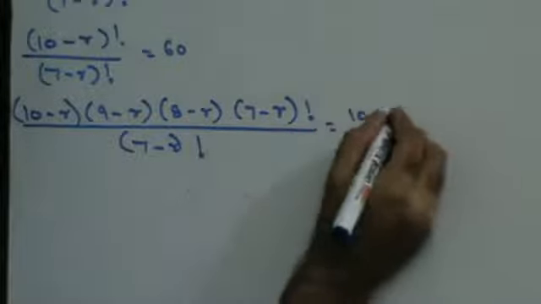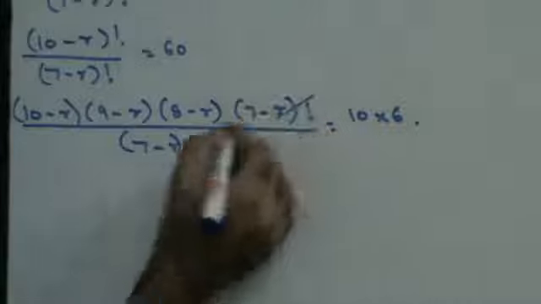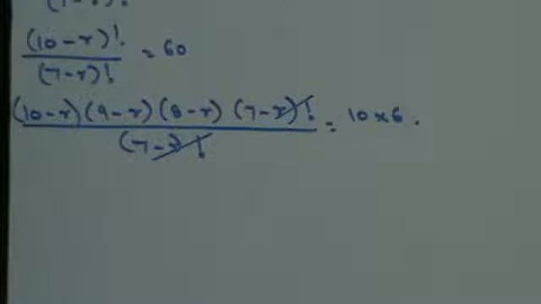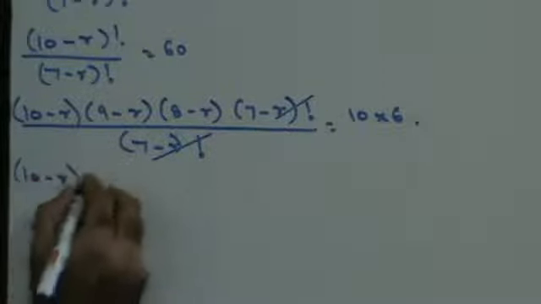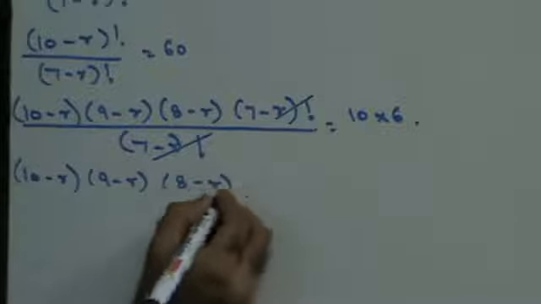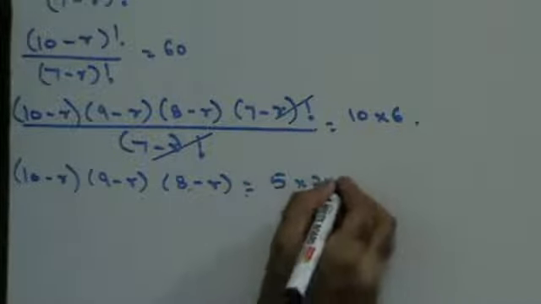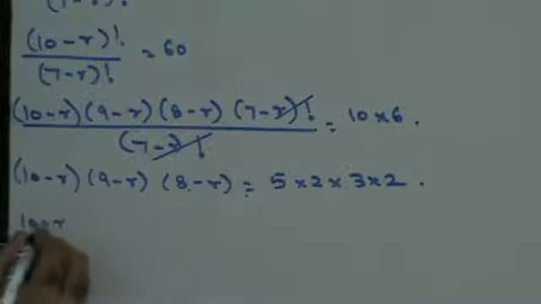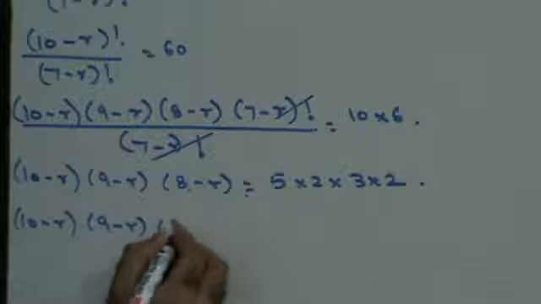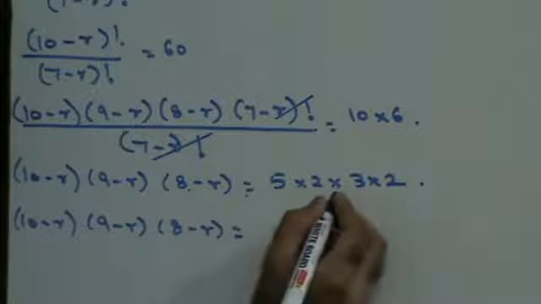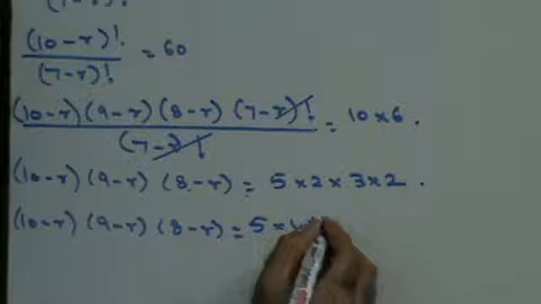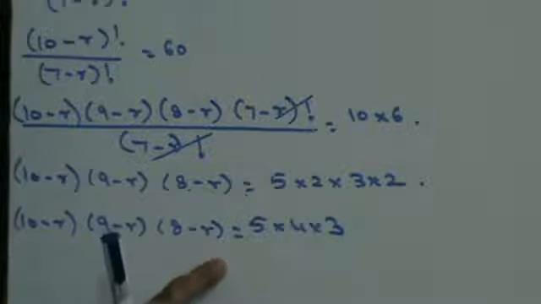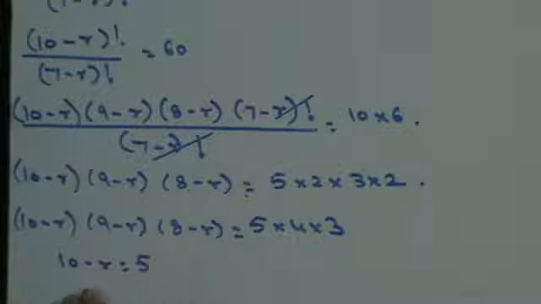60 can be written as 10 into 6. 7 minus r factorial, 7 minus r factorial gets cancelled, so you will get 10 minus r, 9 minus r, 8 minus r. 10 can be written as 5 into 2, 6 can be written as 3 into 2. Right? 10 minus r, 9 minus r, 8 minus r is nothing but 5 into 4 into 3. 3 terms in descending order here, 3 terms in descending order here. Therefore, the first term will be equal to the first term. So 10 minus r is 5, r is 5.